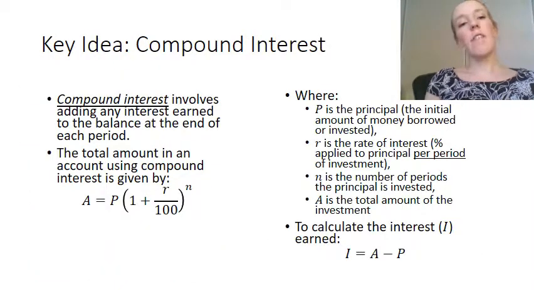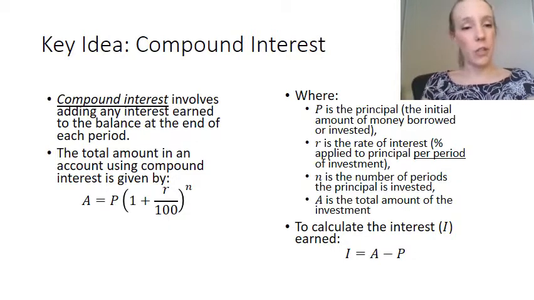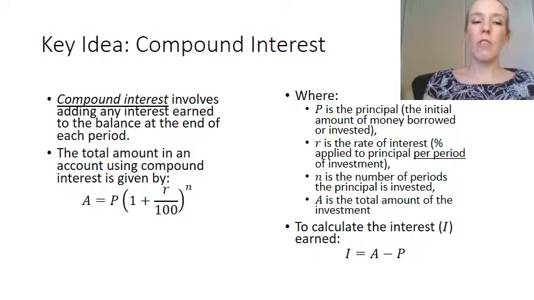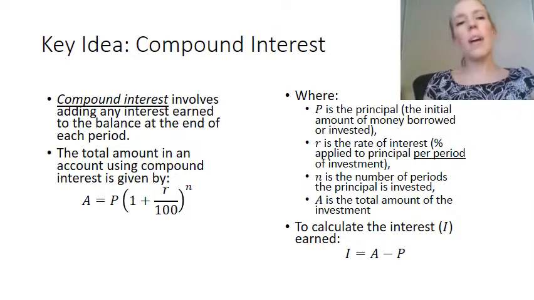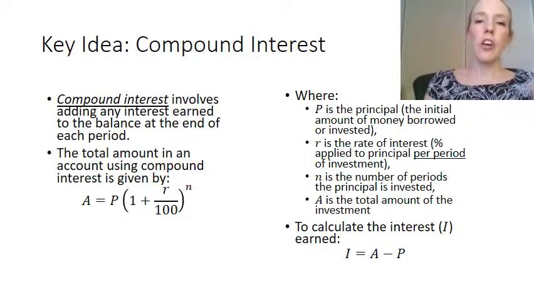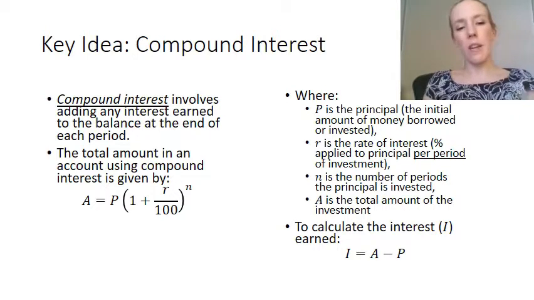Okay, so our second formula here is all about compound interest. So compound interest involves adding any interest earned to the balance at the end of each period. So what that means, rather than paying the interest, so in simple interest, we're paying the interest always on that principal amount. So if you start with $4,000, you're always adding on, say, 8% of 4,000. Every year you're only adding on 8% of 4,000.